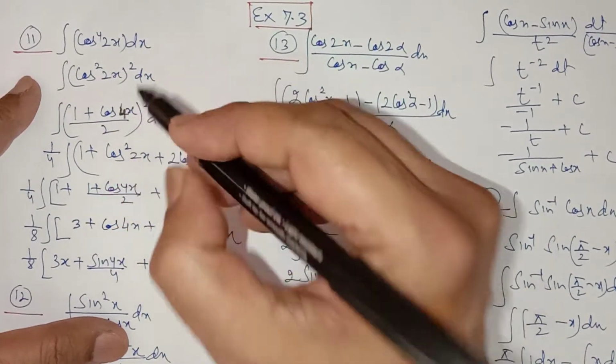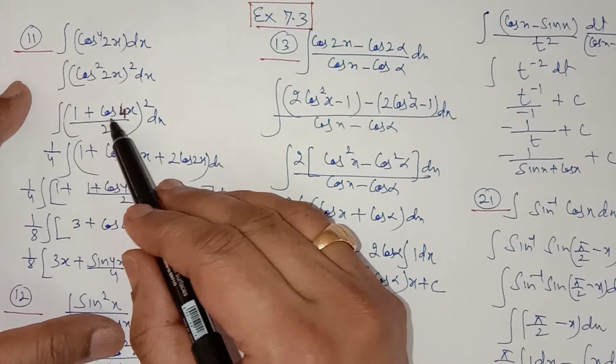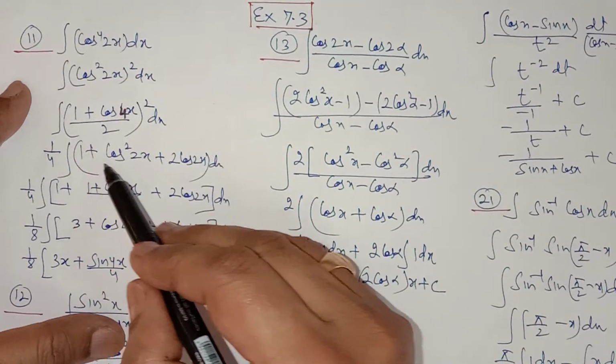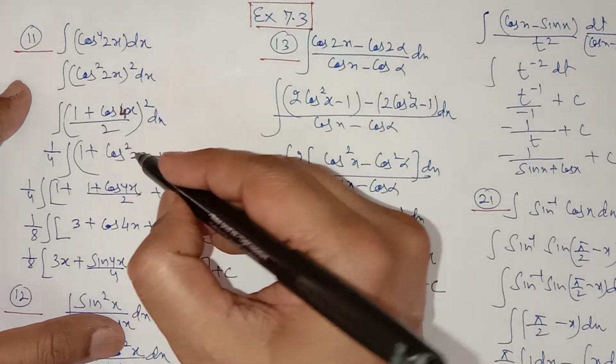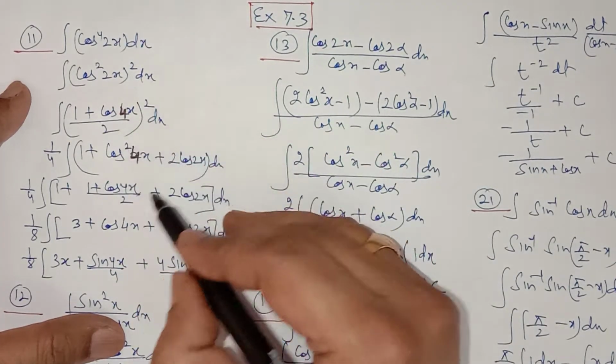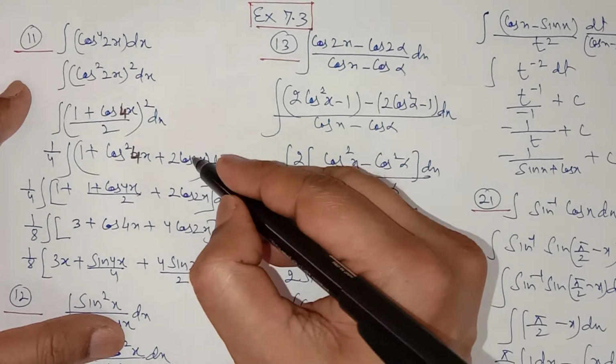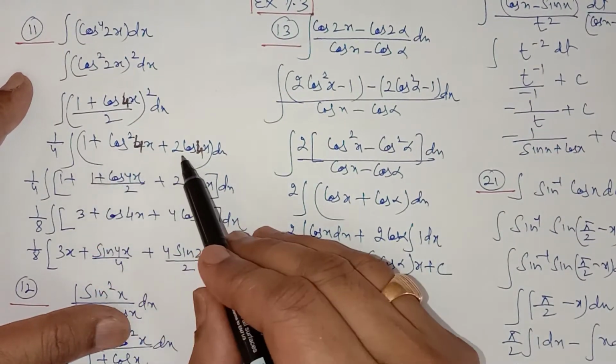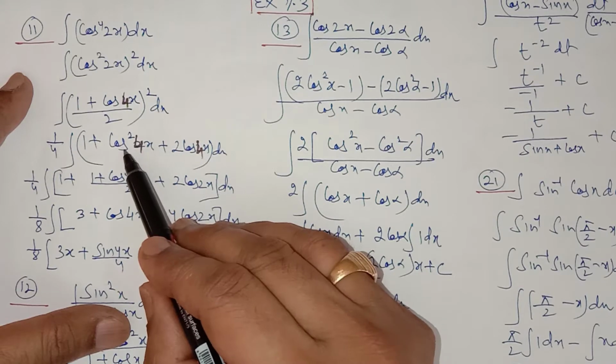So be careful, some mistake I have done. So 1 plus cos 4x upon 2, find the whole square, it will become 1 upon 4, 1 plus cos square 4x plus 2 cos 4x. Now you can integrate 1 and 2 cos 4x. Again we have cos square 4x.